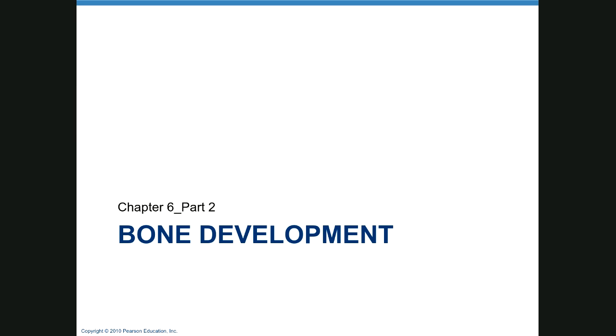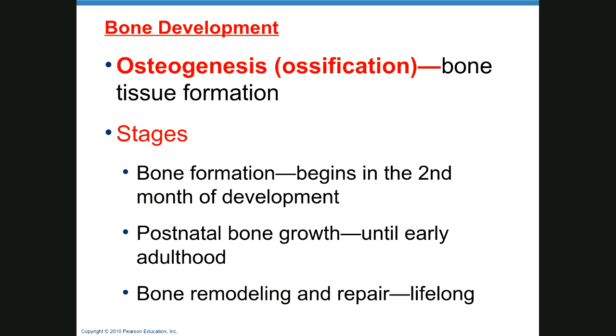Okay, so the second set of PowerPoints is going to look at bone development. Bone development is referred to as osteogenesis, and it happens early in development. It happens between 8 and 9 weeks of development. 8 weeks is the last week in which the embryo is being developed. At 9 weeks, we call it a fetus.